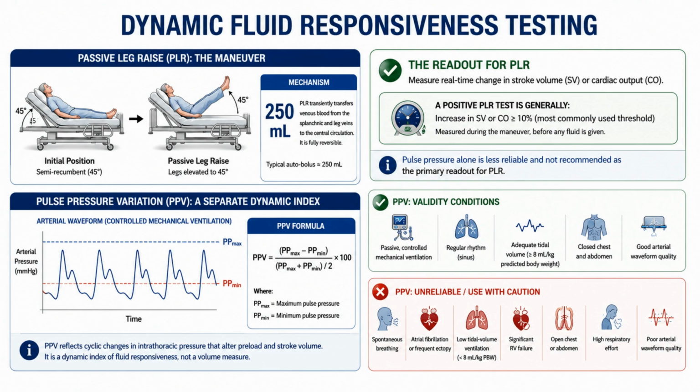Pulse pressure variation is a separate dynamic index. It can be useful only under strict conditions: passive controlled mechanical ventilation, regular sinus rhythm, adequate tidal volume, closed chest and abdomen, and a good arterial waveform. It becomes unreliable with spontaneous breathing, atrial fibrillation, low tidal volume ventilation, right ventricular failure, open abdomen, strong respiratory effort, or poor waveform quality. Dynamic tests are powerful only when their assumptions are respected.